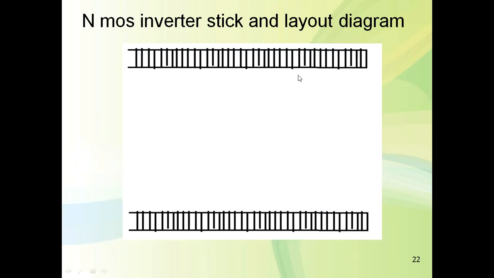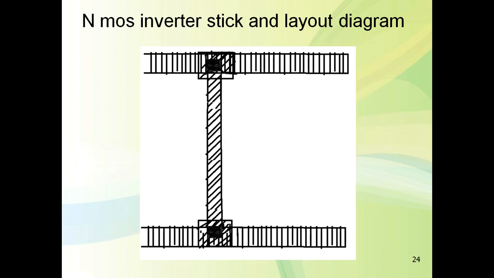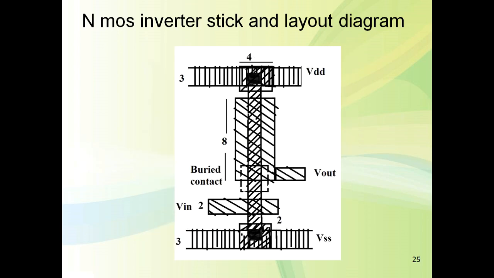Now we'll see the contact cut. This contact cut is about 2 lambda by 2 lambda, and the superimposed area will be 4 lambda by 4 lambda, extending in all directions by 1 lambda. Likewise, here the contact between VSS and this n diffusion is 2 lambda by 2 lambda, extending in all directions 1 lambda. Next we have to form the transistors.